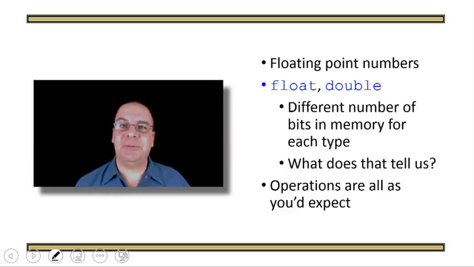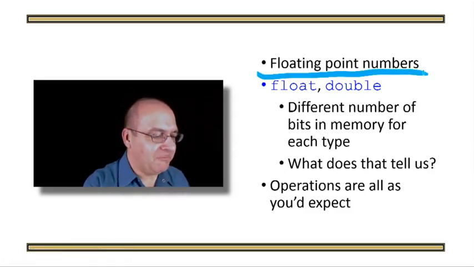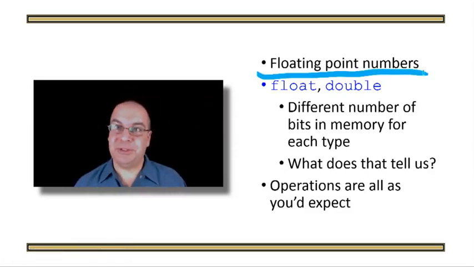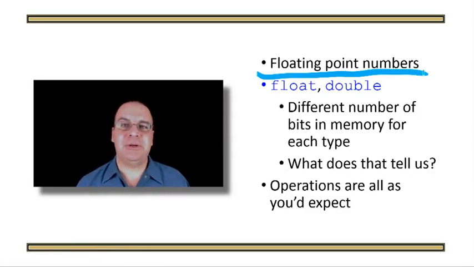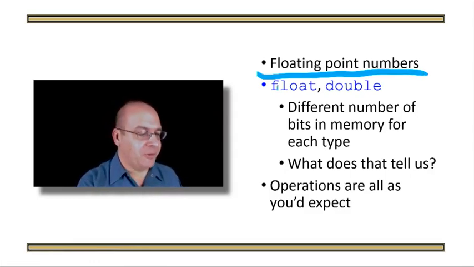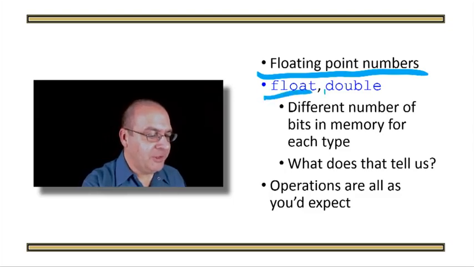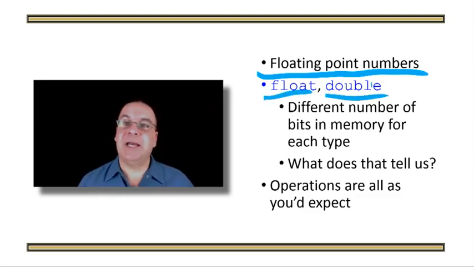When we try to represent real numbers in the computer, we actually have a couple of different kinds of real numbers that we're going to represent, and we'll talk about each of those separately. First of all, we're going to talk about floating point numbers, and we get two different data types in C# for floating point numbers. We get float and we get double. The difference between those two data types is that they use different numbers of bits for their representations.